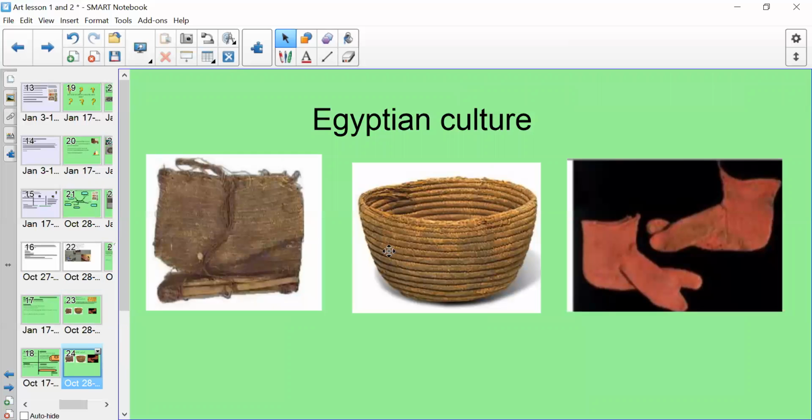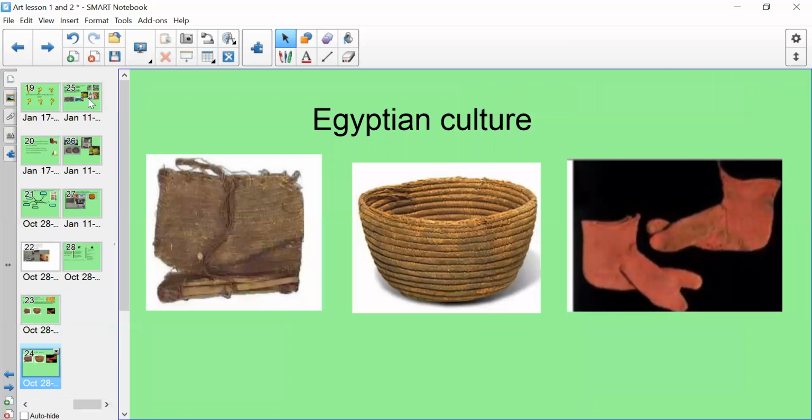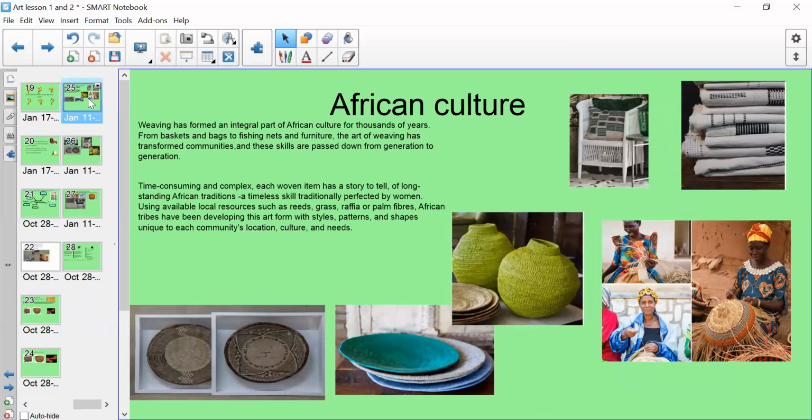And there's just a bigger picture. So if you want to sketch this, you can come back to this slide and have a look at one of these three. Okay, the next culture we're going to look at is the African culture.